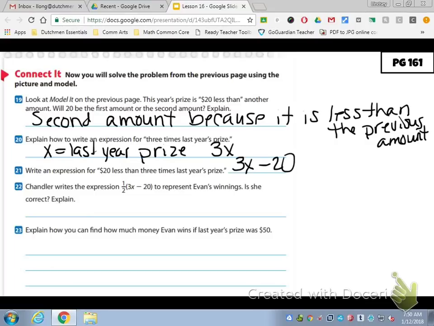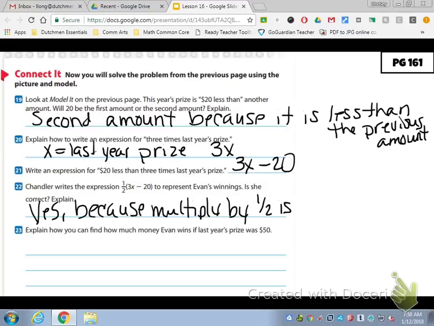Chandler writes the expression 1/2 times 3X minus 20 to represent Evan's winnings. Is she correct? Explain. Well, if we divide by 2, isn't that the same thing as multiplying by 1/2? Yes, it is, because multiplying by 1/2 is the same as dividing by 2.